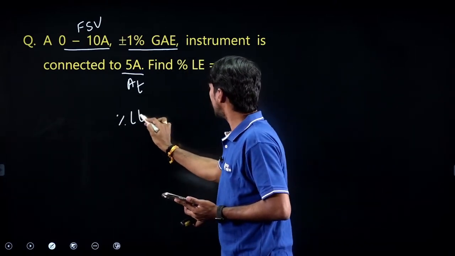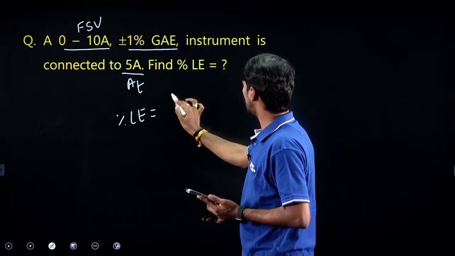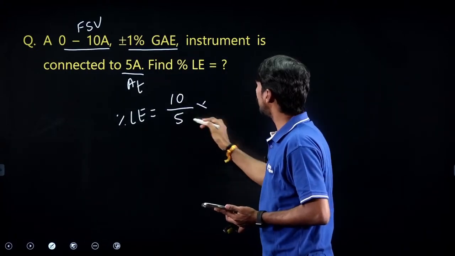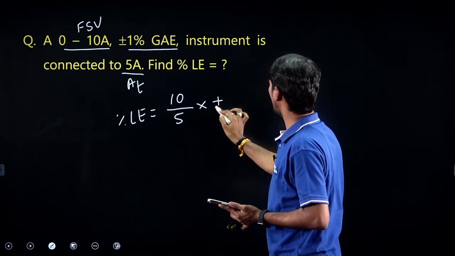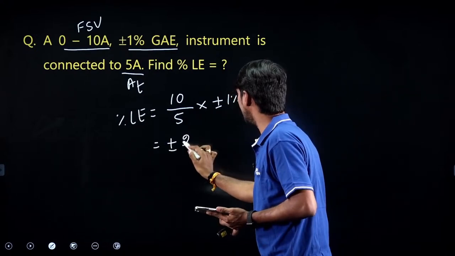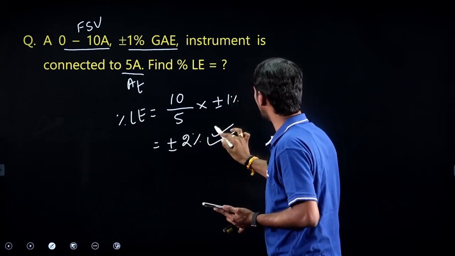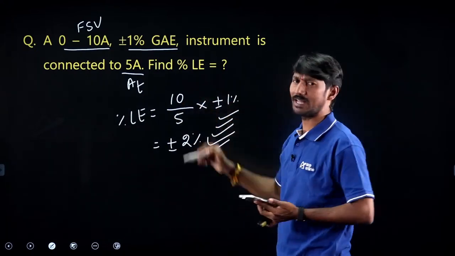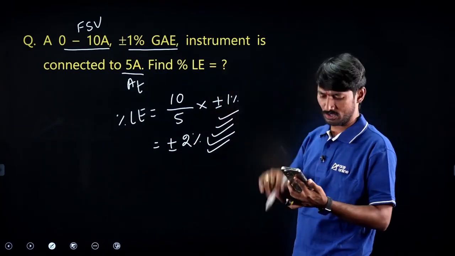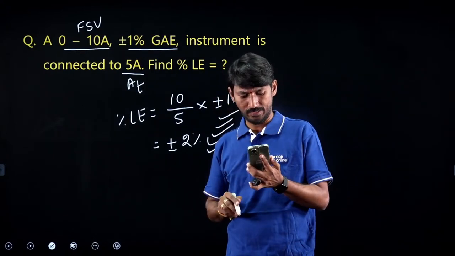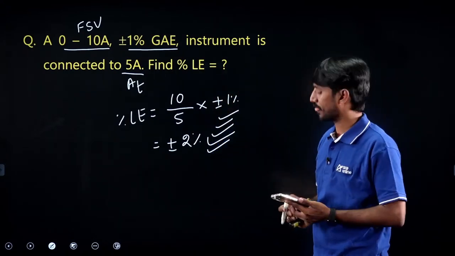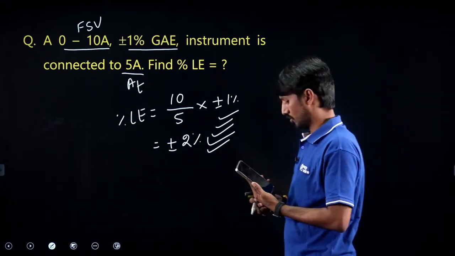Percentage limiting error equals full scale value 10 by true value 5 into guaranteed accuracy error plus or minus 1%. So the answer here is plus or minus 2%. I have not given the options, but in the exam, options will be given. Upendra 2, Anita 2, Sagar 2. Very good. Next, let us take one more question.